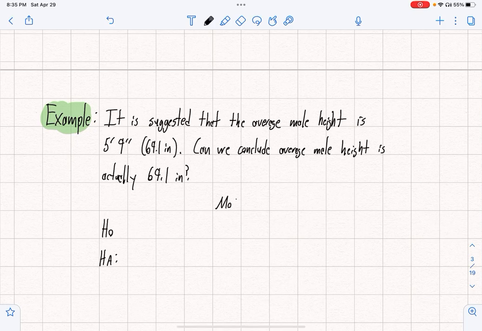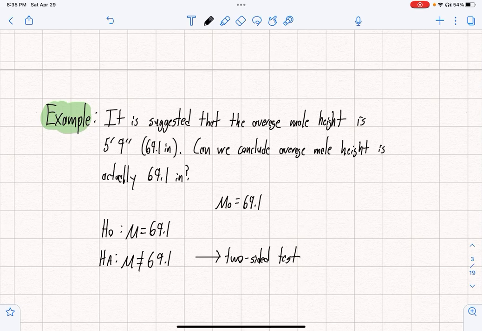So mu naught here, the hypothesized value, is 69.1. So we're saying mu is equal to 69.1, and we want to test if this is actually not the case. So we're going to say mu not equal to 69.1. And so this is going to be a two-sided test because we assume that the average is 69.1, and we want to test if that's true. That means it could be less than that value or it could be greater than that value. And so therefore it's a two-sided test.